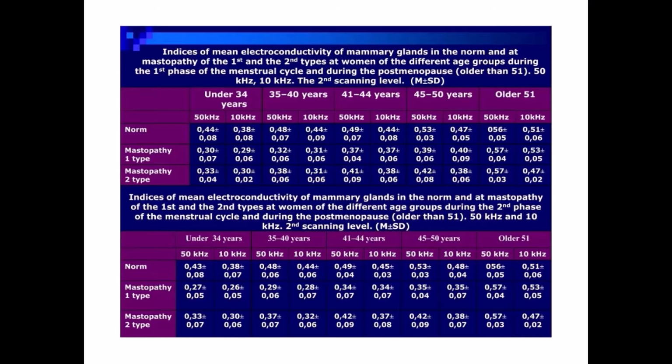Plus or minus SD. Indices of mean electroconductivity of mammary glands in the norm, and at mastopathy of the first and the second types at women of the different age groups, during the second phase of the menstrual cycle and during the postmenopause, older than 51. 50 kHz and 10 kHz. Second scanning level. Plus or minus SD.